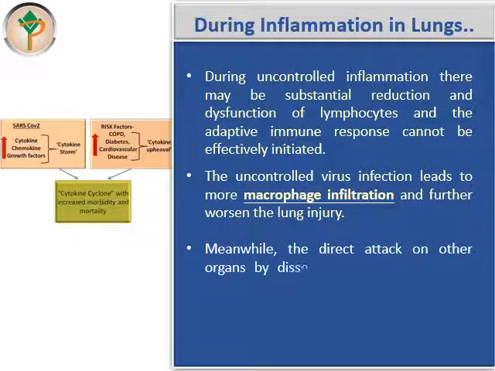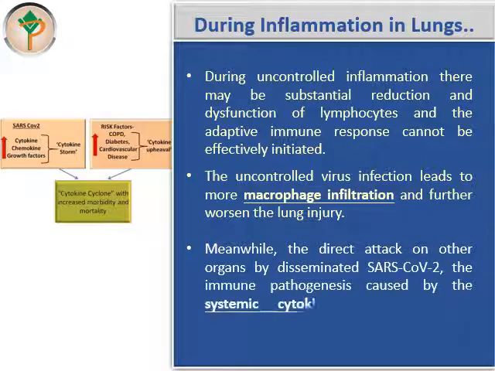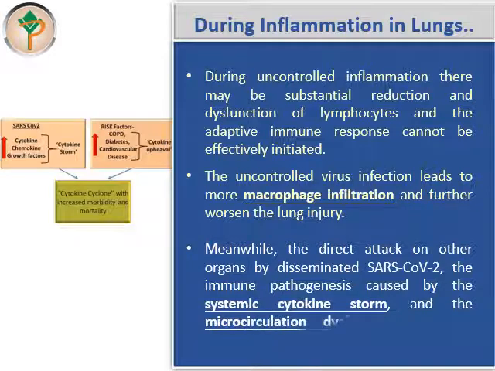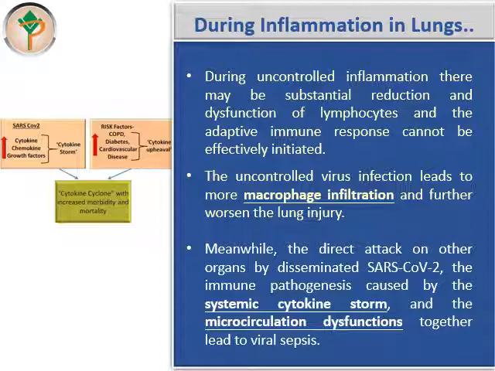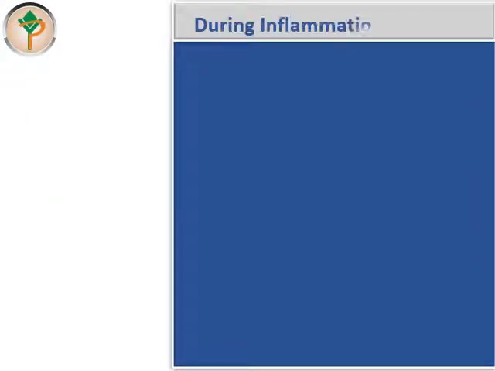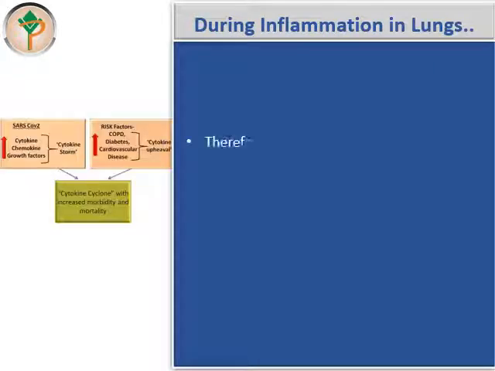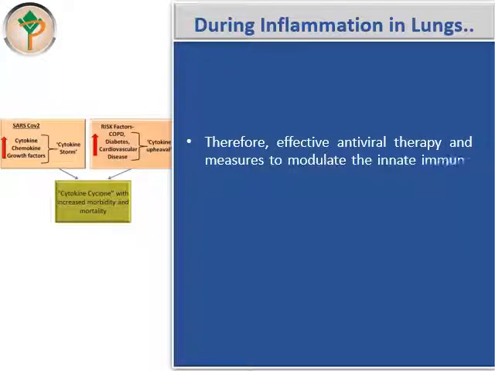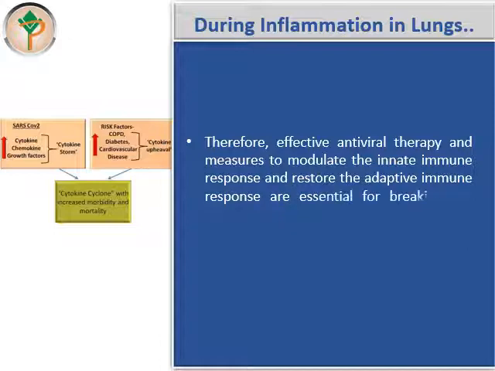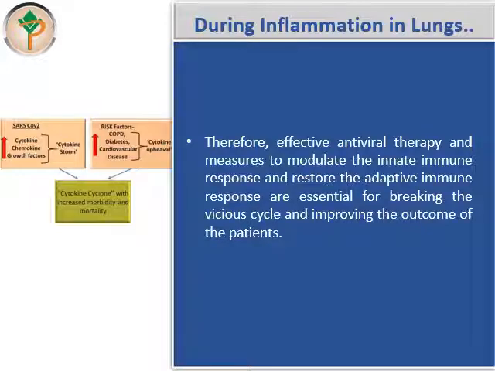Meanwhile, the direct attack on other organs by disseminated SARS-CoV-2, the immune pathogenesis caused by the systemic cytokine storm, and the microcirculation dysfunctions together lead to viral sepsis. Therefore, effective antiviral therapy and measures to modulate the innate immune response and restore the adaptive immune response are essential for breaking the vicious cycle and improving the outcome of the patient.